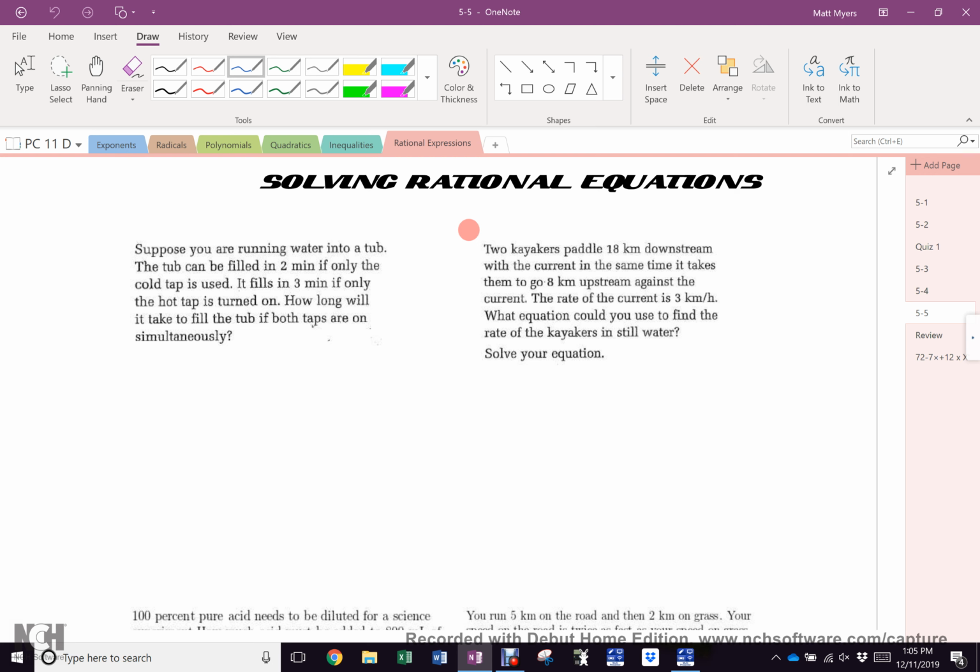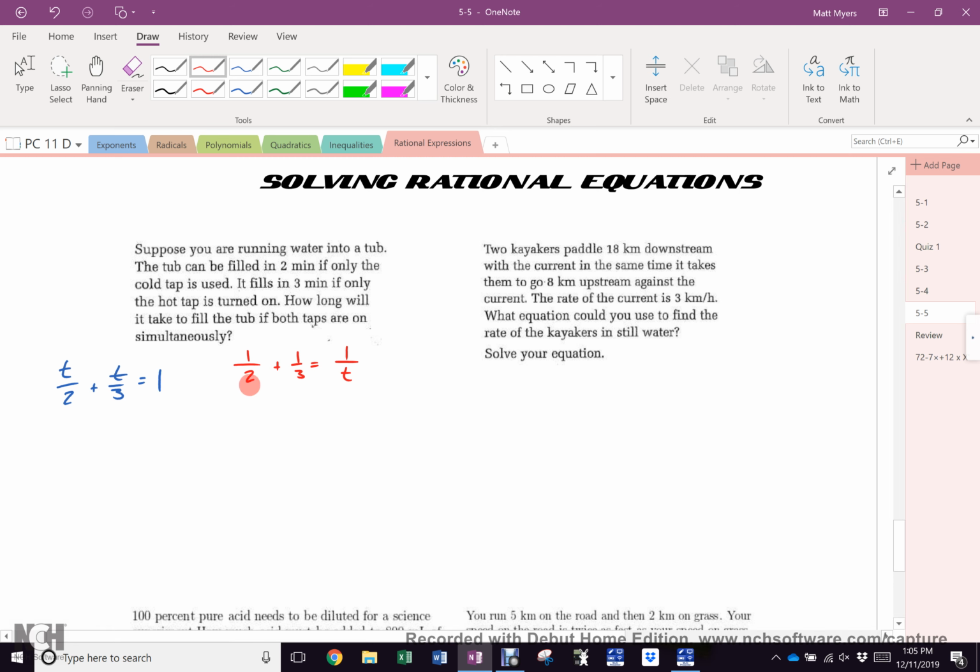All right. There are, of course, two ways to do the first question. You could do t over 2 plus t over 3 equals 1. Or you could do 1 over 2 plus 1 over 3 equals 1 over t. You can either do it by rate or you can do it by proportion filled. Your choice. But either way is going to get you the same answer.